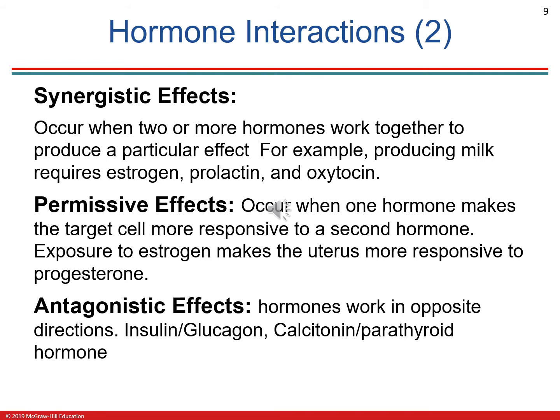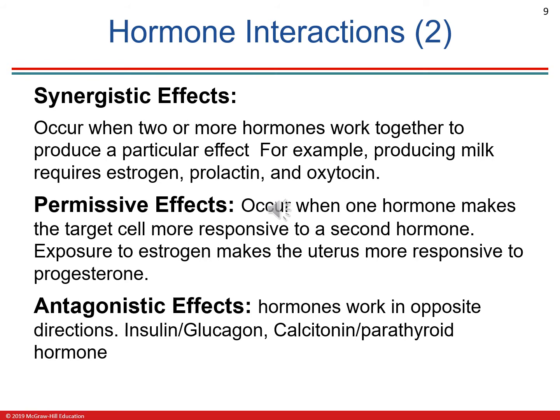A permissive effect occurs when one hormone makes the target cell more responsive to a second hormone. An example of that is estrogen, which makes the uterus more responsive to progesterone. And the third case, the antagonistic effect, which is probably the most popular of all three, is when hormones have totally opposite functions and directions. An example of those is insulin and glucagon.